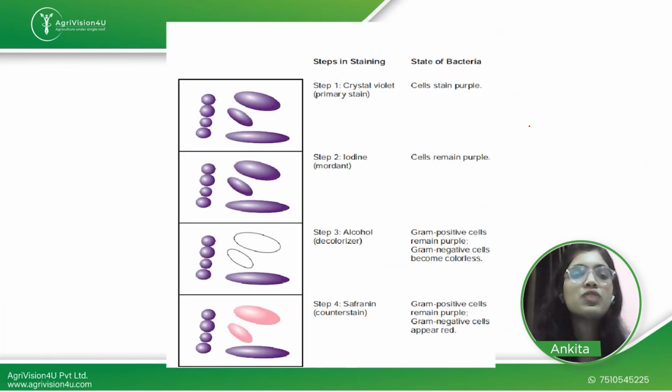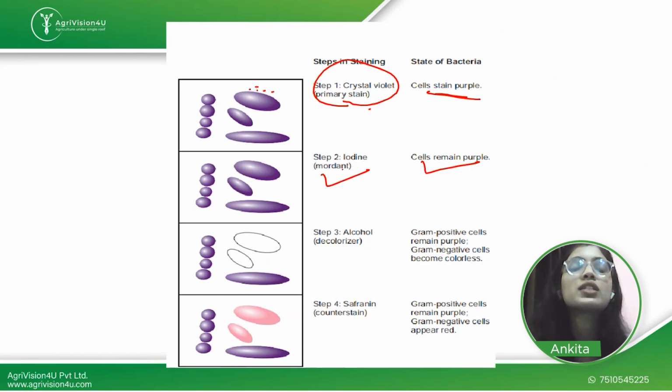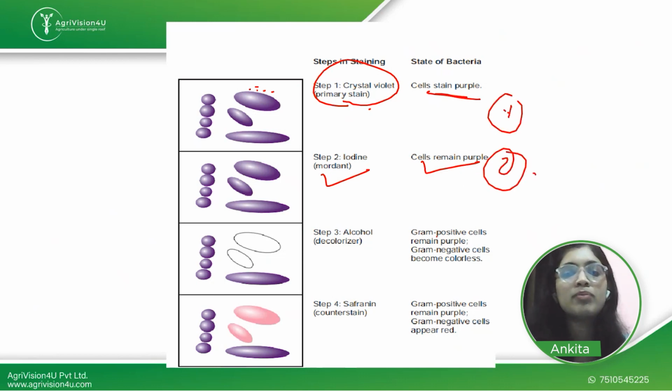Now in this figure, you will have a clearer idea. See, the first is crystal violet, the primary stain. Both the cells will become purple. Here you can see gram positive and gram negative, both the cells are purple in color. Now in the second step, you apply the iodine as a mordant. The cell will remain purple in color. You people know the function of a mordant is to increase the cell size, so you can see this clearly. In the first step it is purple, and in the second step it also remains purple.